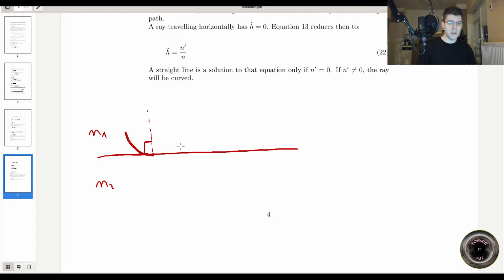And it turns out that if there is some gradient of the index of refraction, so this is non-zero, then the second derivative of h is also non-zero, which means that the ray will be curved and it won't be able to just travel along a straight line.